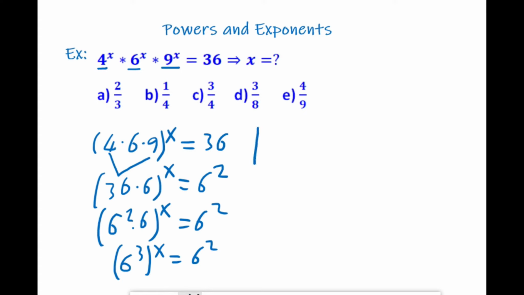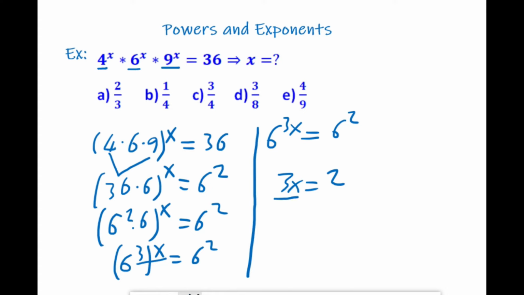Let me continue here. If you take the power of the power, you need to multiply the powers. So 6 to the power of 3x is going to be equal to 6 squared. And as you can see, we have the bases the same. In that case, the exponents should be the same as well. So 3x should be equal to 2. And here, of course, you need to divide both sides by 3.